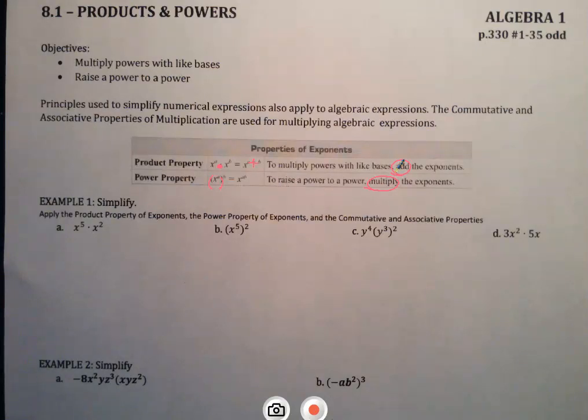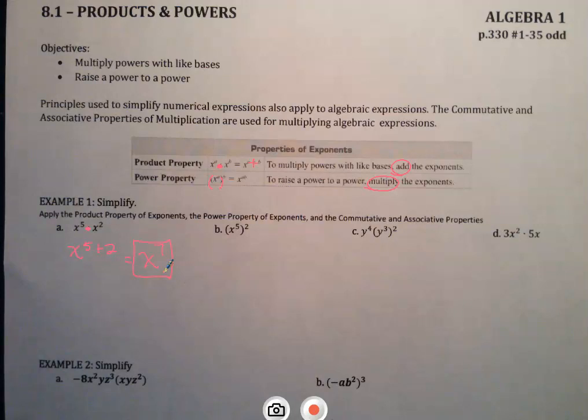Okay, so if we look at this first one, example 1a, they're being multiplied. So what do we do to the exponents? Add them. So it's going to be x to the 5th plus 2, which would be what? 7. Oh my gosh, I forgot how much I love this stuff. So x to the 7th. Okay, so this is the product property. How about b? It's x to the 10th.